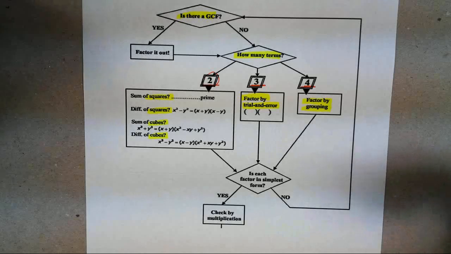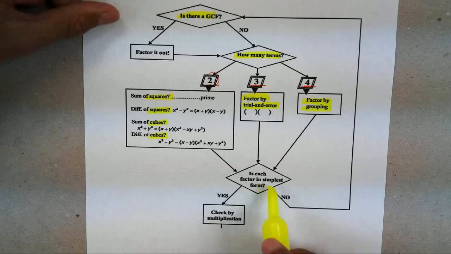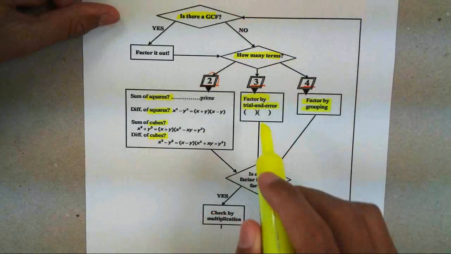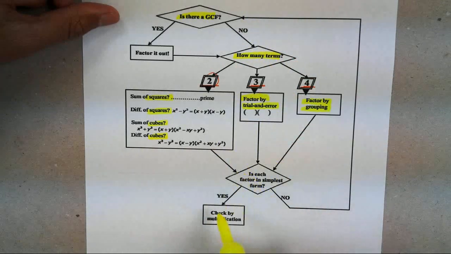Okay? Now, after you're done factoring, you're going to ask yourself at the end, well, can I simplify this a little bit more? Is each factor in the simplest form? Because if it's not, if you can factor a little bit more, you're going to keep on going to the beginning and work your way through it all again. Now, in the case that you're done, I don't really want you to check by multiplication. I want you to believe in your work. I want you to trust in yourself.